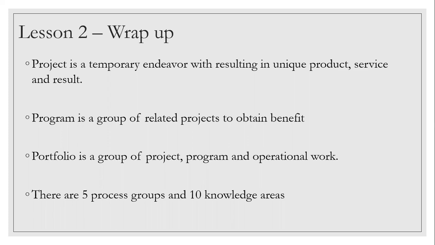A program is a group of related projects to obtain a similar benefit, which could not have been attained if the projects were managed individually, because at the end of the day they are interlinked. A portfolio is a group of projects, programs, and operational work, and they may not be interrelated, right? And finally, we have 5 process groups, which I told you, and 10 knowledge areas.